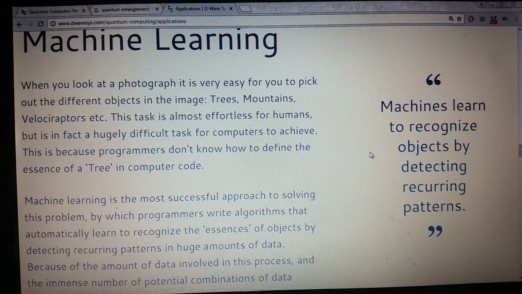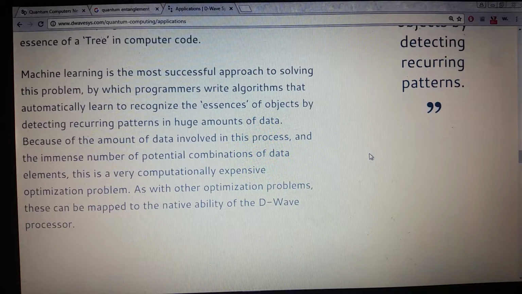Machine learning. When you look at a photograph, it is very easy for you to pick out the different objects in the image. Trees, mountains, velociraptors, etc. This task is almost effortless for humans, but it is in fact a hugely difficult task for computers to achieve. This is because programmers don't know how to define the essence of a tree in computer code.